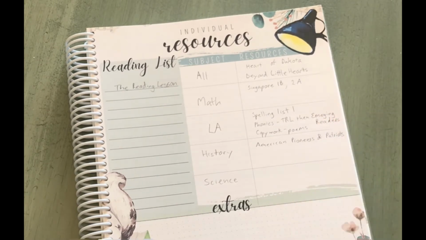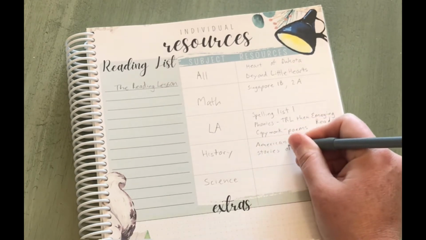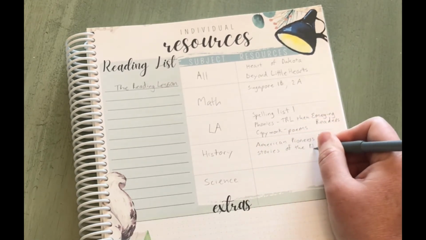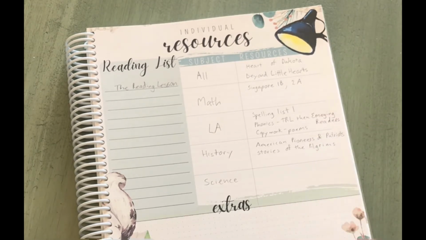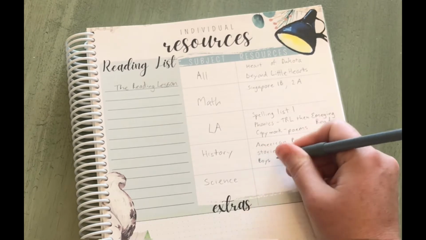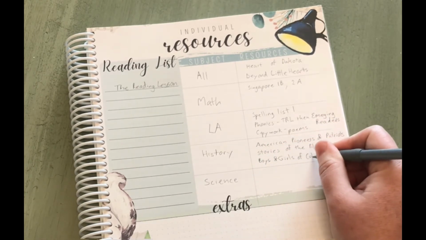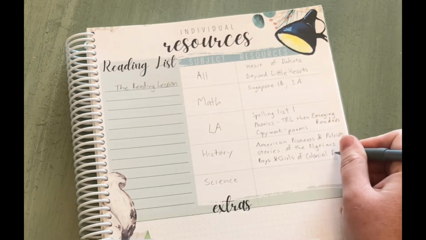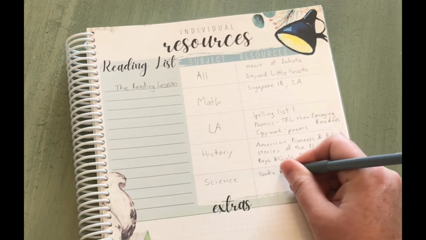And also you notice that I am writing in pencil, so I encourage you to write in pencil. Just in case something does change, you can go back and erase it and then rewrite it if you need to. You just want to remember when you're writing down your subjects and planning for each of your children that you need those core subjects covered: math, language arts, history, and science.